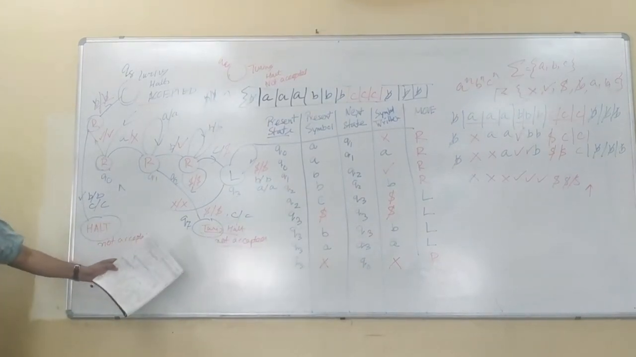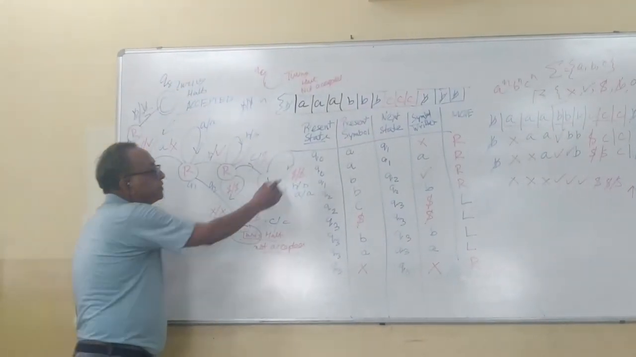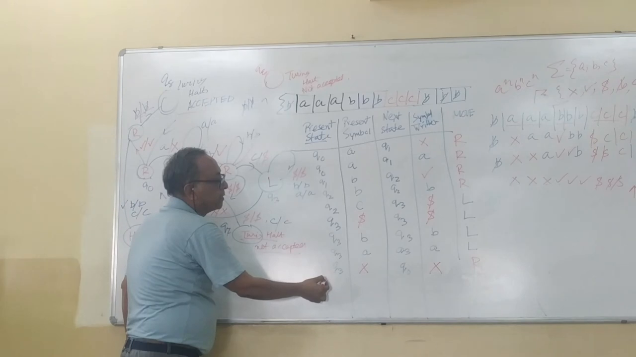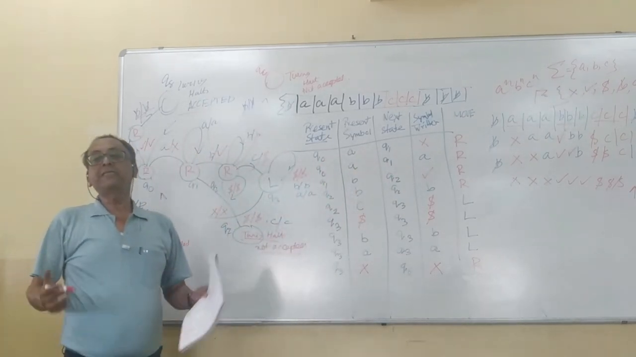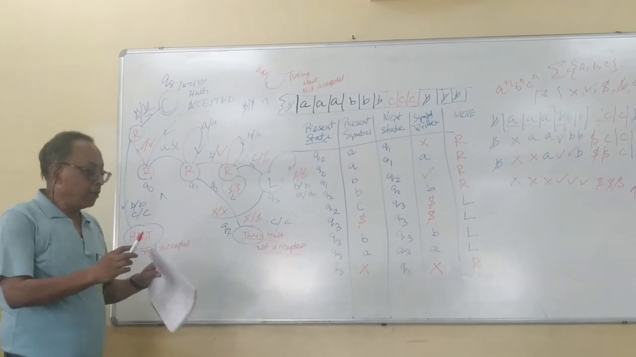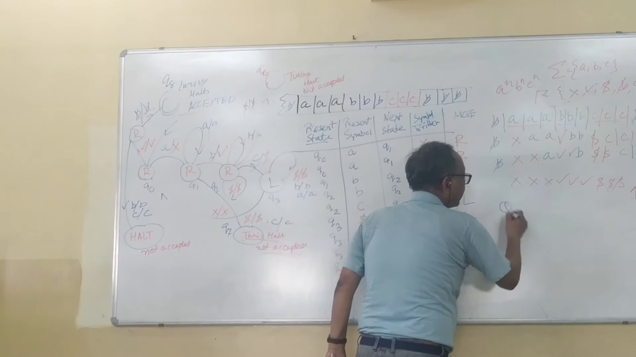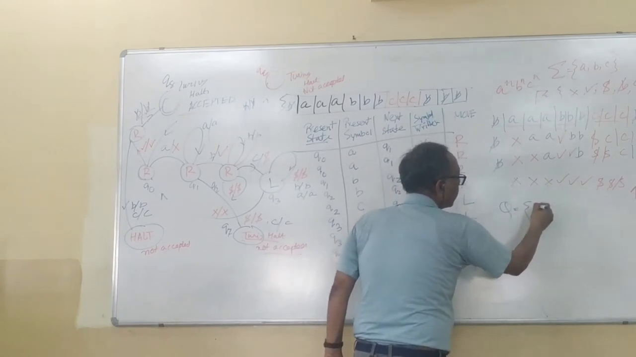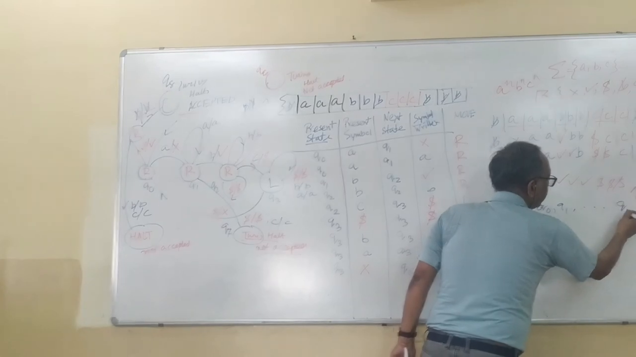Understood? This is the continuation of the last class. I have not done anything extra. These things remain from this class, so take care of them. I have not written them down. What is the formal definition of a Turing machine? It is basically the configuration. It means the set of states, like here 0, 1, 2, 9.